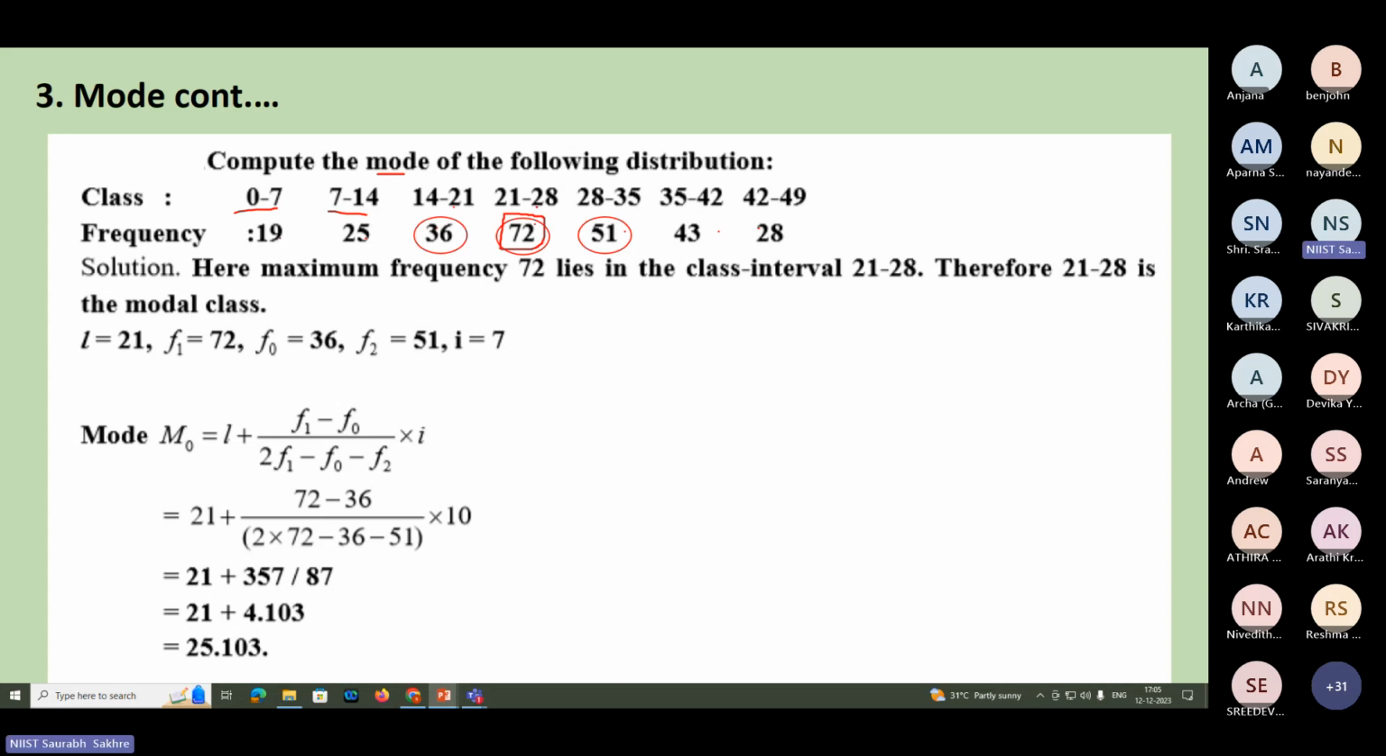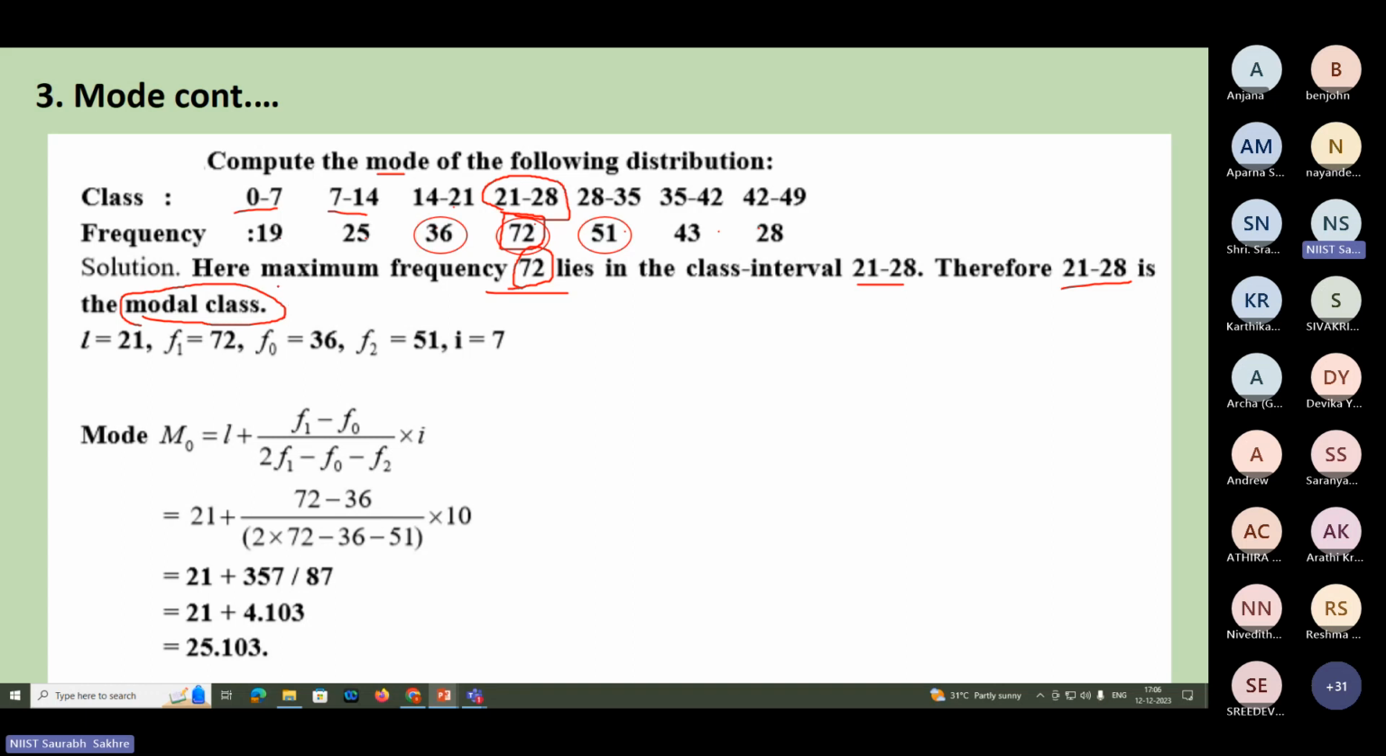The highest frequency is 72. So our maximum frequency 72 is the modal class, and our modal class will be 21 to 28. Our maximum frequency 72 lies in the class interval 21 to 28. Therefore, 21 to 28 is our modal class.